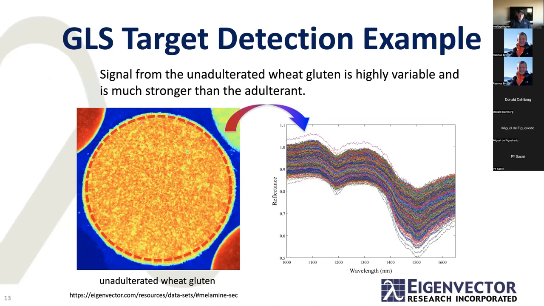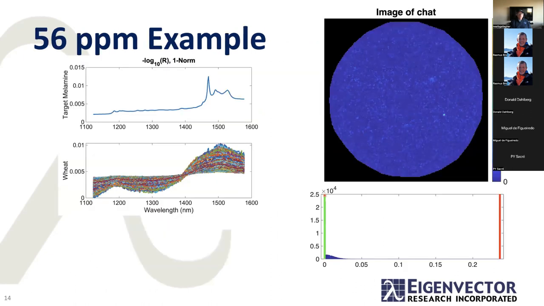And I'm going to mask my image to just be inside this sample cup. So this is what unadulterated wheat gluten looks like in reflectance. Then we go into the minus log, and I took a one norm. I've got my target, and here's all the samples in this particular image on the right-hand side. I know that I have 56 parts per million by weight, and I've got a detection right there. Tiny little guy out there.